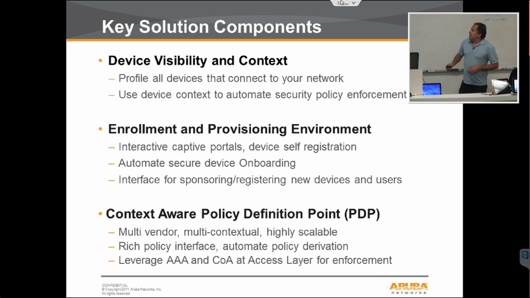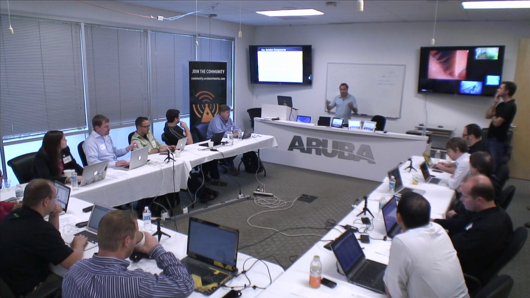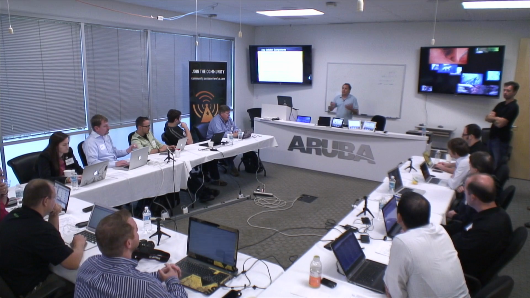And finally, the policy definition point, which is able to consume all of that context that we feed it to allow you to layer those sophisticated policies and be able to automate as much of the enforcement as possible onto the network. So if we can profile and get a lot of context about these devices, then we can, with a high degree of certainty or security, say, okay, well, I'll let you get onto this part of the network, or I'll let you get onto that part of the network.